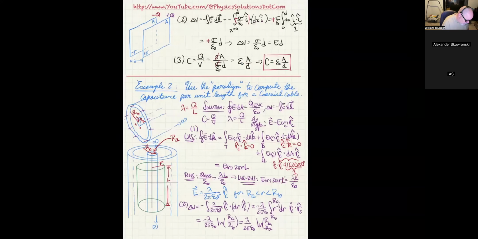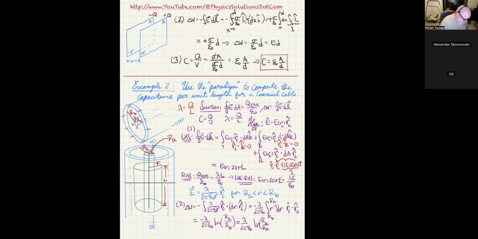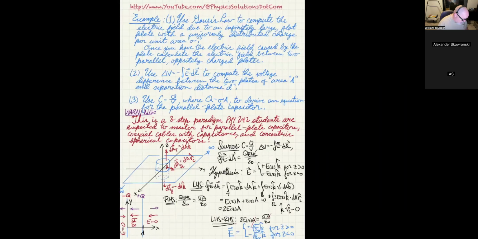Remember the scenarios. You really only have three symmetries that work with Gauss's law the way we use it. There's infinite planar, and for that, your hypothesis is E equals E of z k hat above the plane, and E equals negative E of z k hat below the plane. And the Gaussian surface is going to be the soup can, but only the top and bottom are going to give you results that are non-zero.